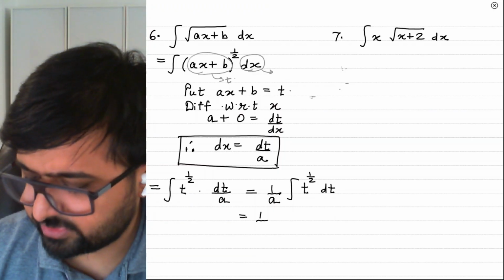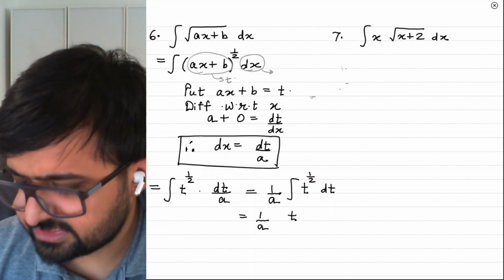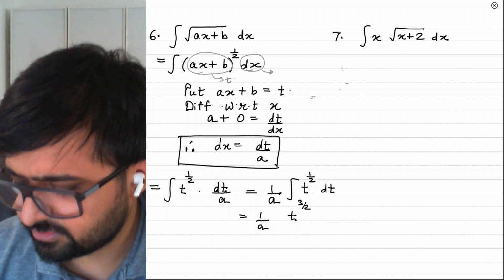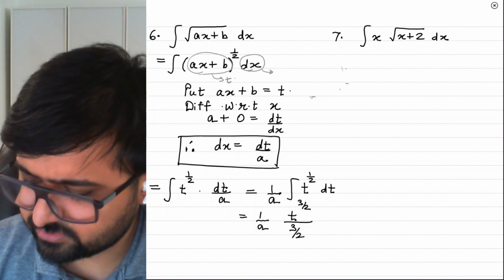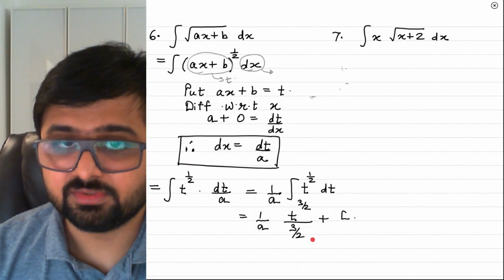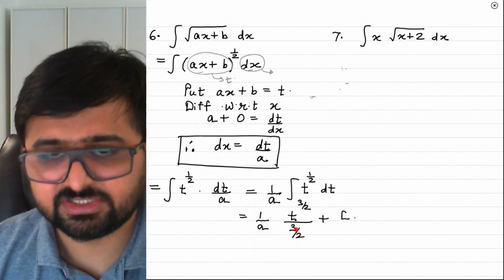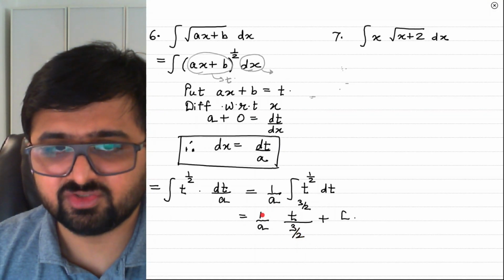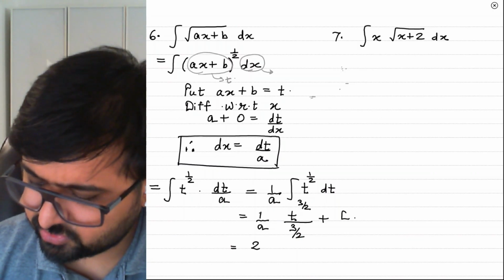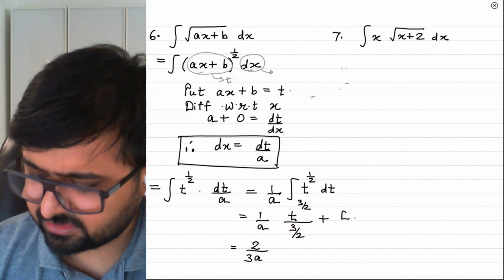So now this is 1 over a. Integral of t to the power half is t to the power half plus 1, which is 3 by 2, over 3 by 2 plus c. Okay. Now you can simplify this further. Take that 2, which is in the denominator's denominator, into the numerator. So that 2 will come in the numerator. So you get 2 over a times 3, which is 3a.